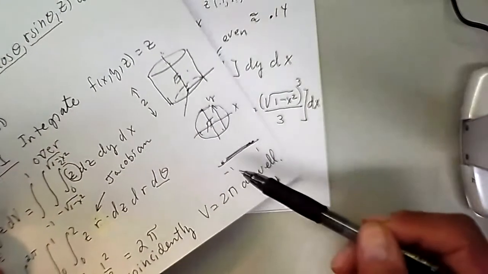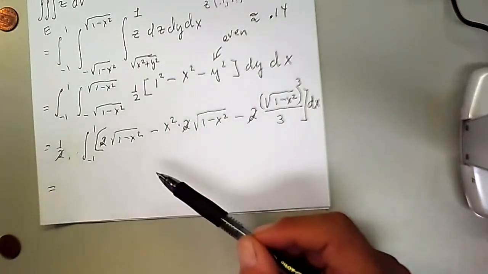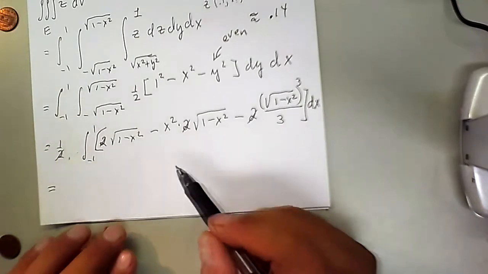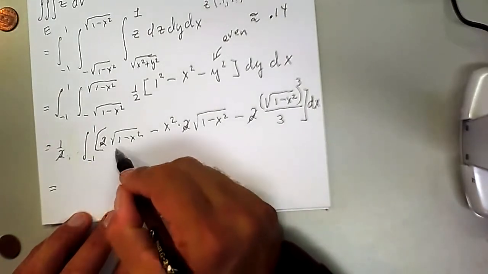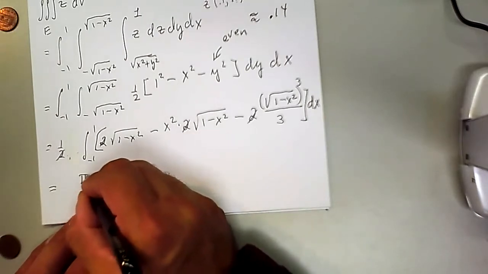If you use geometry, as long as the setup is correct, explain why you're using the geometry, but it should be okay. So the 2's already simplify. This part is going to be pi over 2 by itself. Pi over 2.